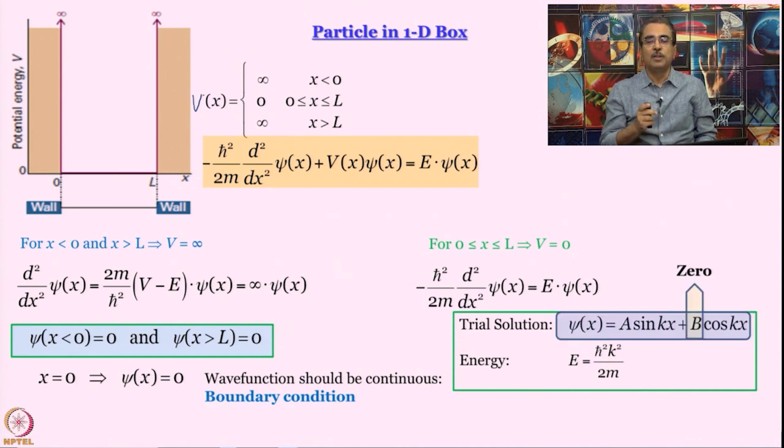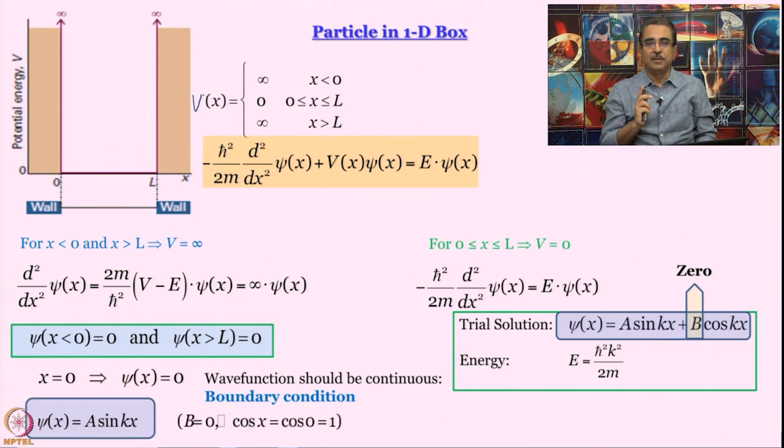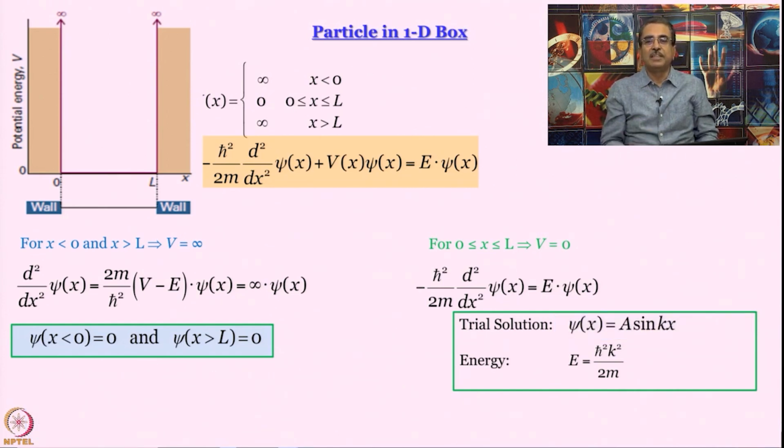Okay? So, the wave function becomes a little simpler than what it was for free particle. The wave function for particle in a box now becomes psi of x is equal to A sin kx, right. Okay. We have a simple solution now, A sin kx.